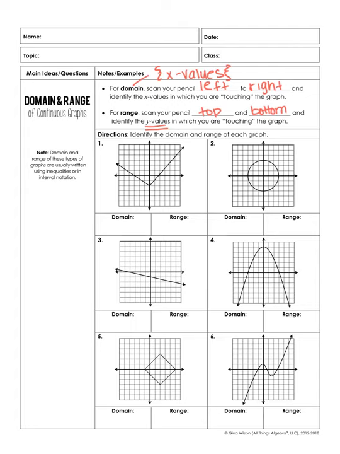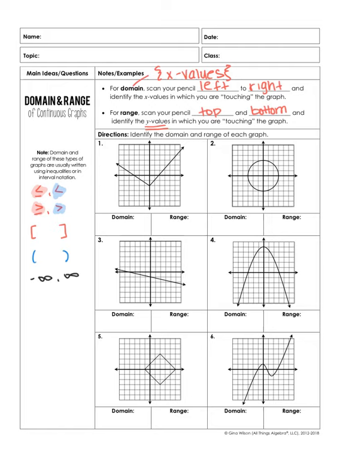So it says, note, domain and range of these types of graphs are usually written using inequalities, which remember was like less than or equal to, or less than, greater than or equal to, or greater than, or using interval notation, which is where we use those brackets when we had less than or equal to, or greater than or equal to, or we used parentheses when we had just less than or greater than, or we also use parentheses when we were talking about negative infinity or positive infinity. So we're finding the domain and range of continuous graphs.